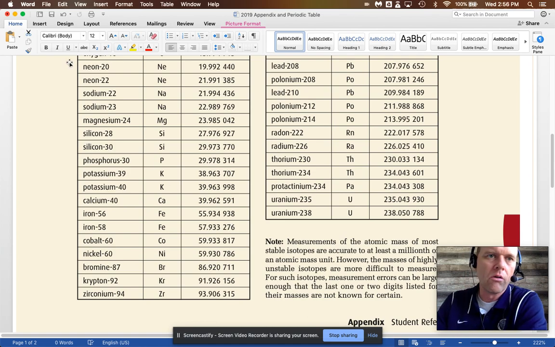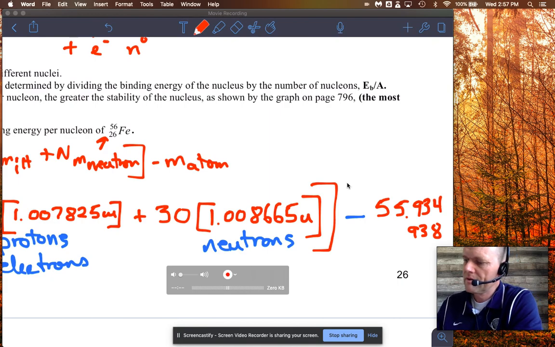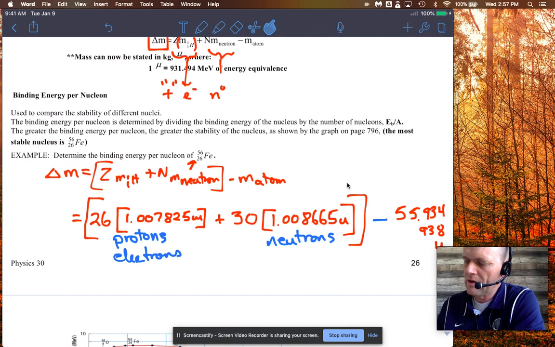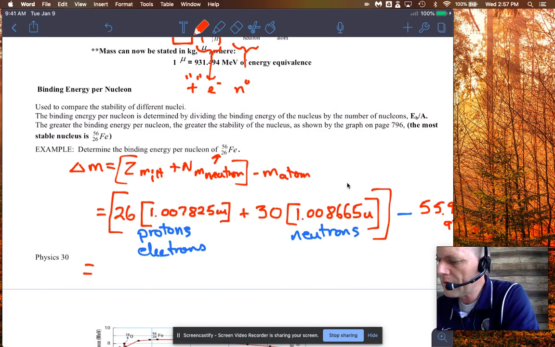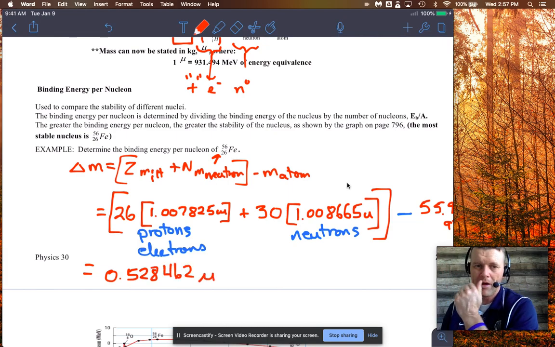Okay, so come back to this. I have, and that's in atomic mass units. Sorry, this is in atomic mass units as well. So if I do that calculation very carefully, there's a lot of entry here. When I do that, I get a mass defect in the end. It's going to be a small amount. It comes out to 0.528462 u, atomic mass units.